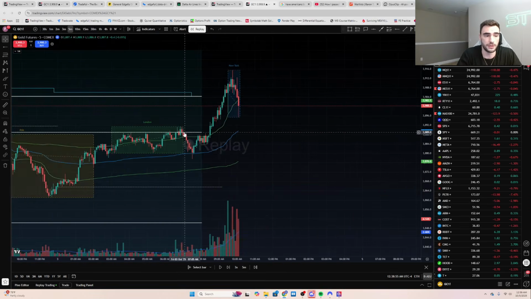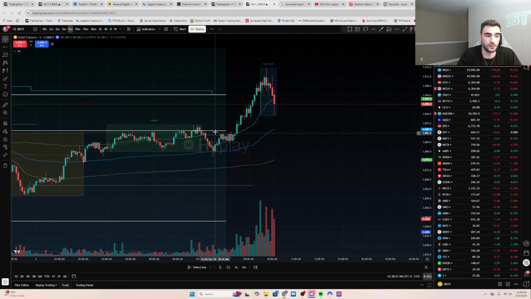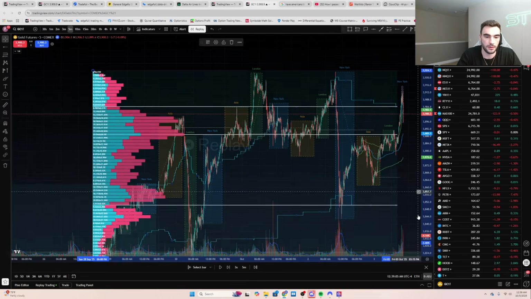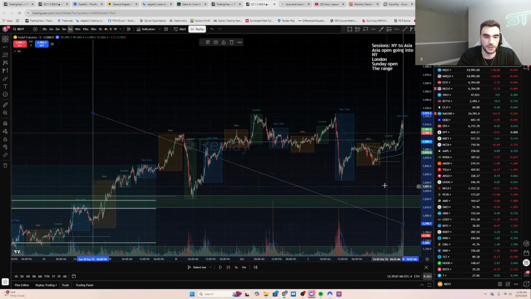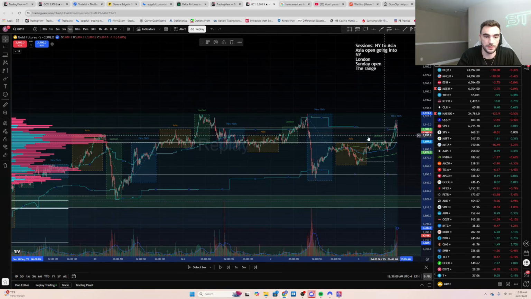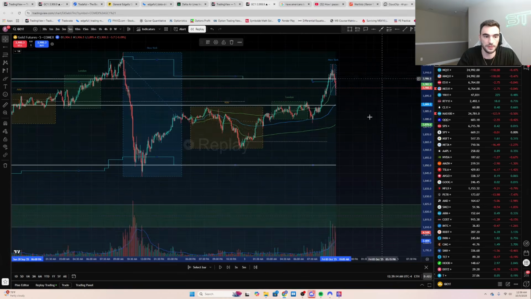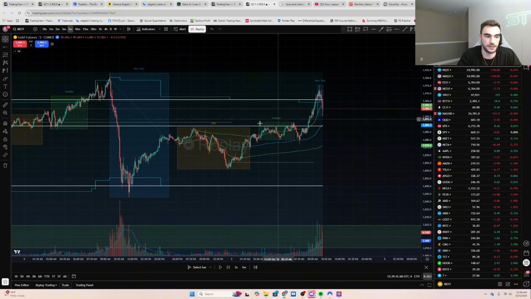The next thing I'm going to look at as we're coming into the New York session, maybe I traded this leg, maybe I didn't, is I'm going to look for a lower time frame POC. I'm also going to consider this POC as a support area. So if I'm looking at this, we have London highs and Asia highs stacked right next to each other.